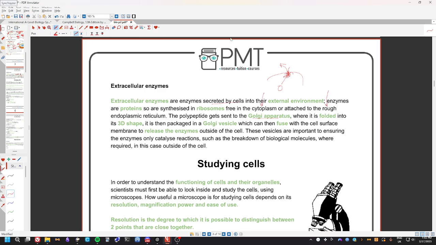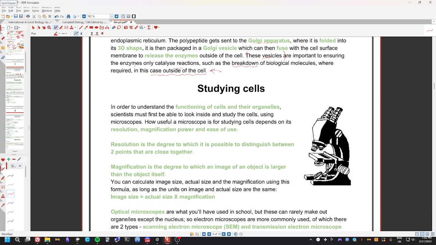Now, why are we using vesicles? Vesicles are important to ensure that enzymes only catalyze reactions, such as the breakdown of biological molecules, where required, in this case outside the cell. Okay, that was a bad statement. It's not really that the vesicles are an important part, but why are we using vesicles, and why are we secreting enzymes outside? So that enzymes can catalyze reactions, like breakdown, and mostly those happen outside of the cell, so you need something to take them out. That's why you need the vesicles.